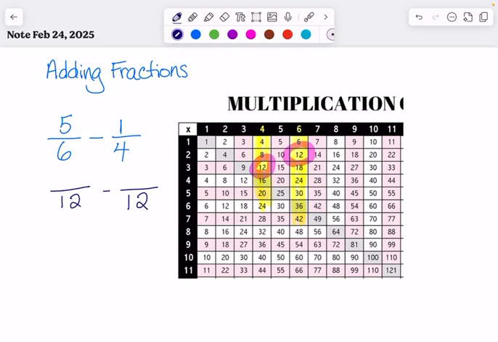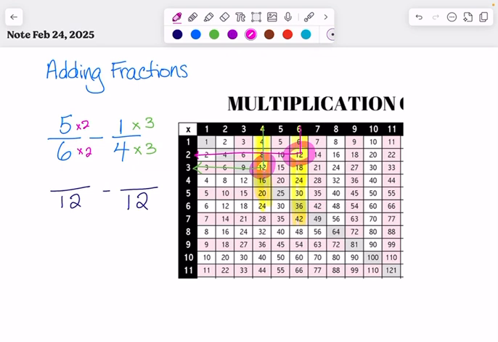And now we're trying to figure out how to get to that. So we can look directly from the 4, for instance. If I go from the 4 down to the 12 and then across, I can see that I would multiply by 3 to the top and the bottom. And from the 6, I can go down to the 12 and across and see that I'm multiplying by 2. Because here 6 times 2 is going to be equal to 12, and 4 times 3 is equal to 12.